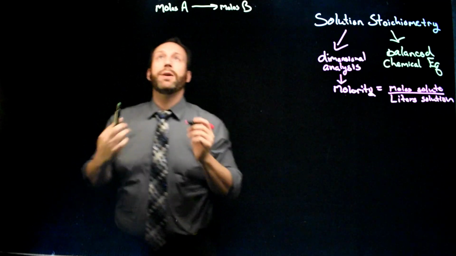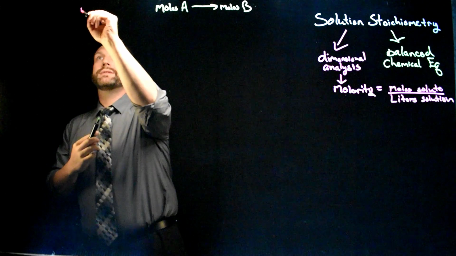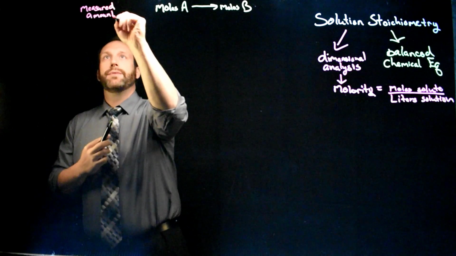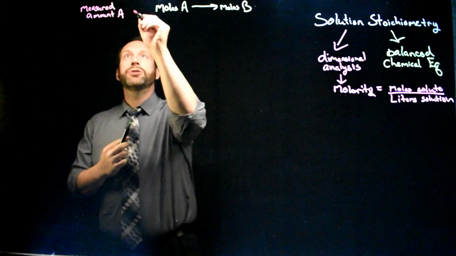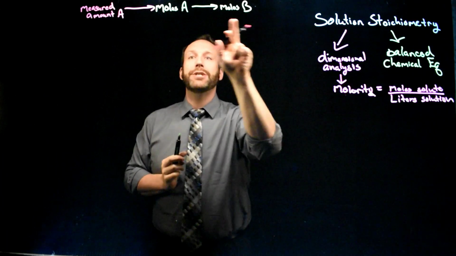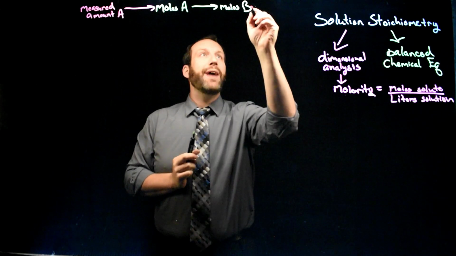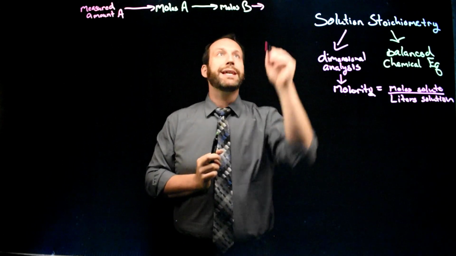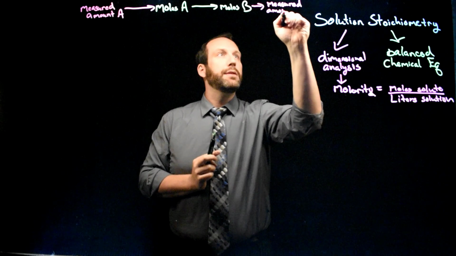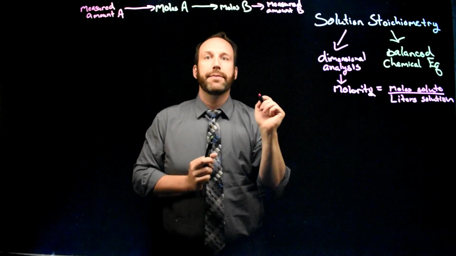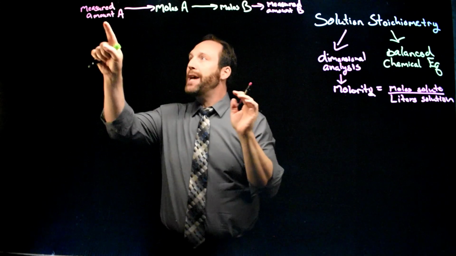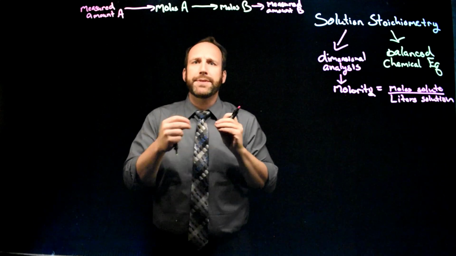So we're going to start with, say, I'll just call it a measured amount of component A. We're going to do some dimensional analysis to turn that into moles of A. Then we're going to use the balanced chemical equation to go from moles of A to moles of B. And then finally, we're going to do a little bit more dimensional analysis to get us to a measured amount of B. Okay? So a lot of times, we'll say in mass stoichiometry, this measured amount of A or measured amount of B is grams.